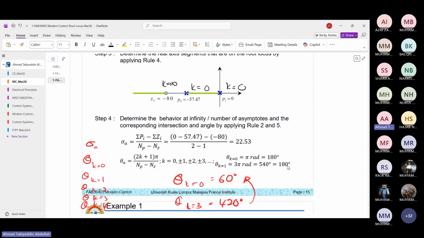No? Yeah, yes, sir. Value of k tu kita just substitute je ke nanti? Yep.